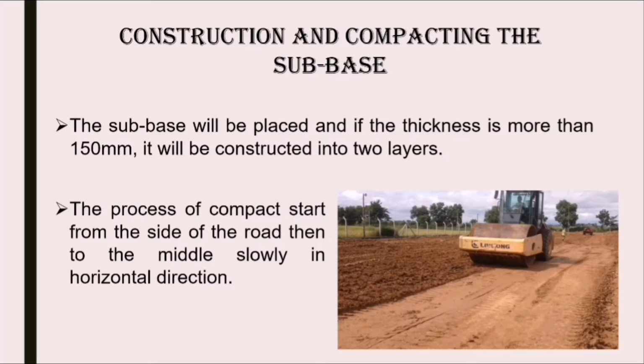The next step is the construction and compacting of the subbase. After the preparation of the subbase layer, the subbase will be placed, and if the thickness is more than 150 mm, it will be constructed in 2 layers. Each of the layers will be compacted by the compactor machine carefully. The compaction starts from the side of the road, then goes to the middle slowly in the horizontal direction. At a super elevated bend, the compaction machine starts at the lowest part to the higher level, slowly and carefully.